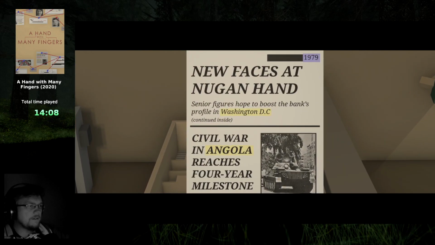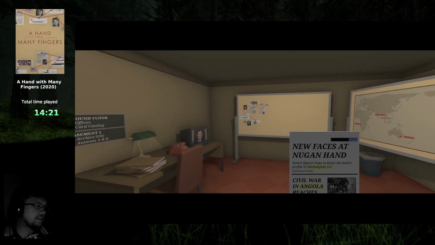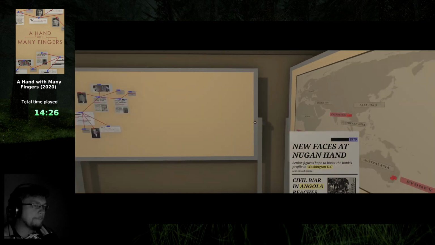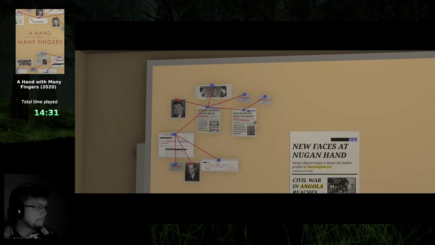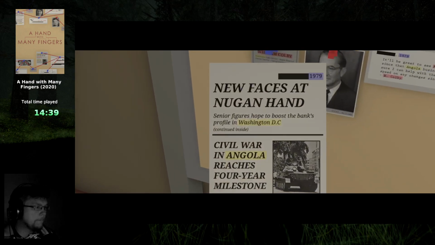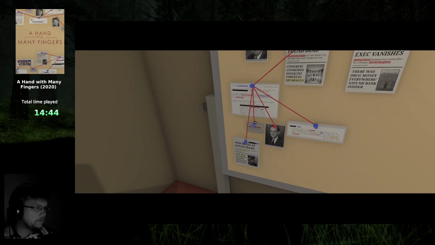New faces at Nugan Hand. Senior figures hope to boost Bank's profile in DC. Civil War in Angola reaches 4-year milestone.